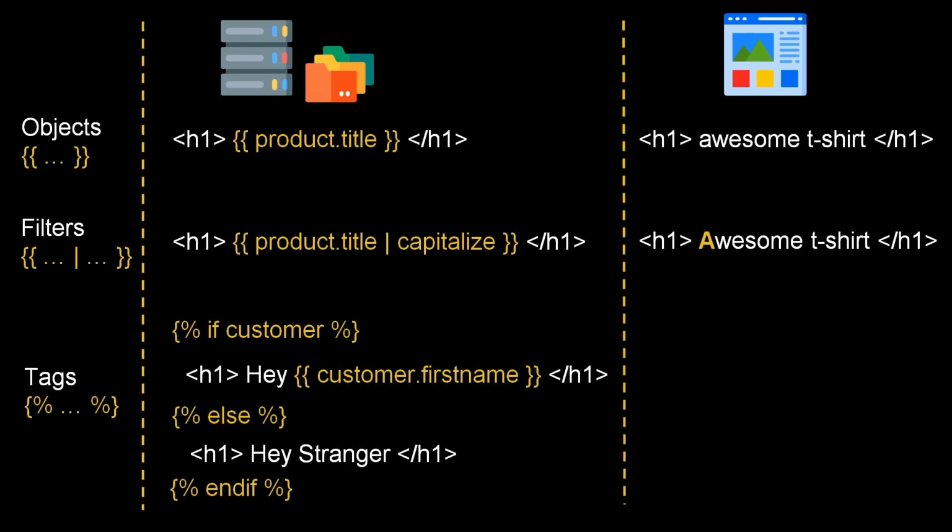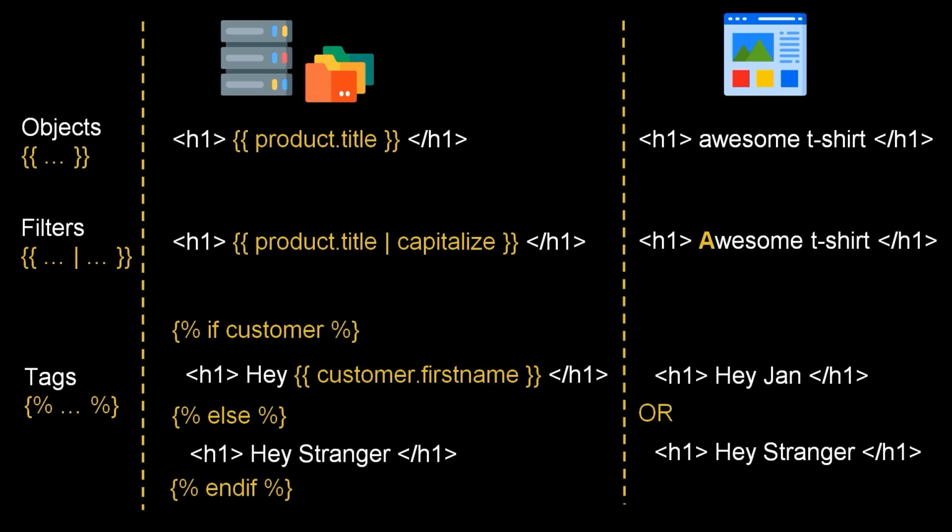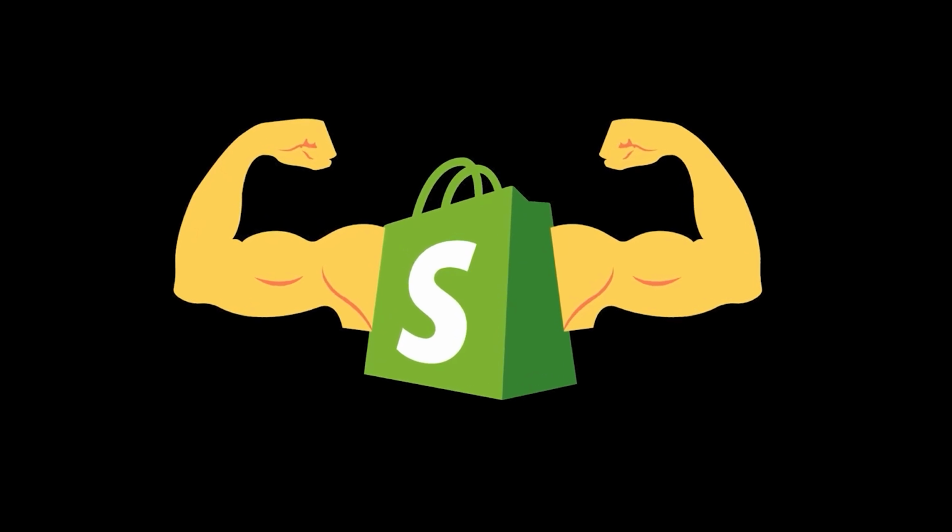And then you would also have an end if tag down below, because whenever you create an if statement, you have to terminate it somewhere. And on the website, we would then either find, hey, Jan, if I was logged in, or I would find, hey, stranger, if I didn't have an account. So just try to break it down step by step, and then it's really not that complicated. All right, awesome. Now you're on good track to becoming dangerous with Liquid.